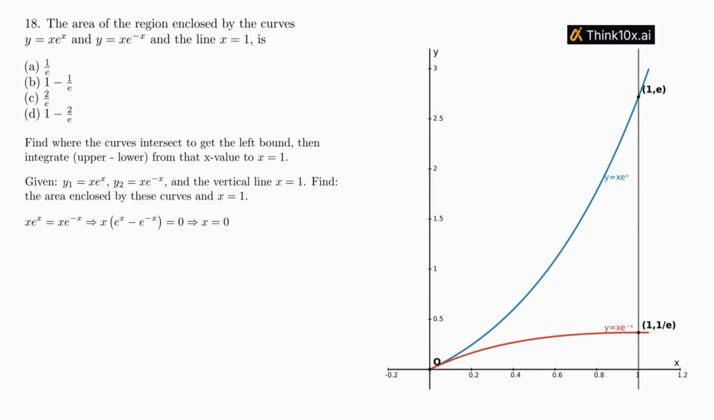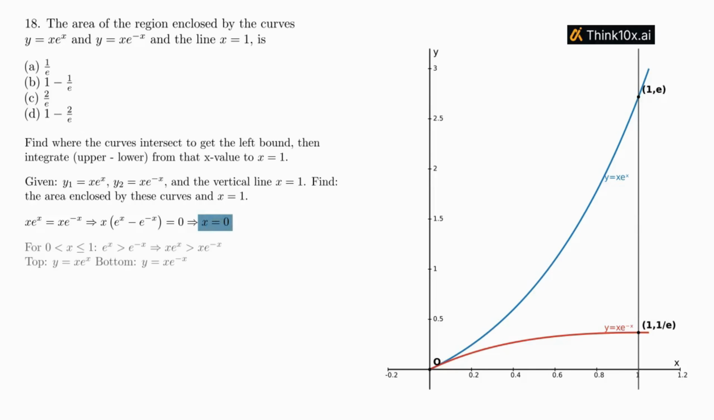To find where the enclosed region starts on the left, we set the two curves equal, because intersection points happen where they share the same y value at the same x. Factoring out x makes it clear what solves the equation. That gives us x equals 0 as the intersection. That helps close the region with the line x equals 1. This intersection x value is the left boundary of the enclosed region.